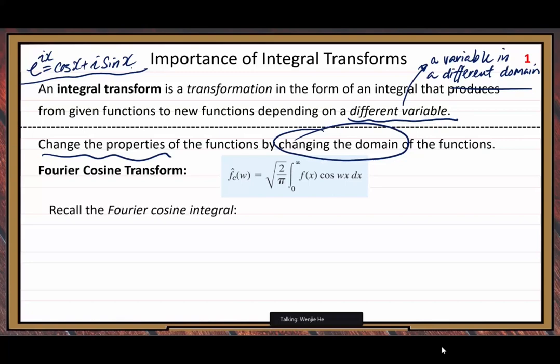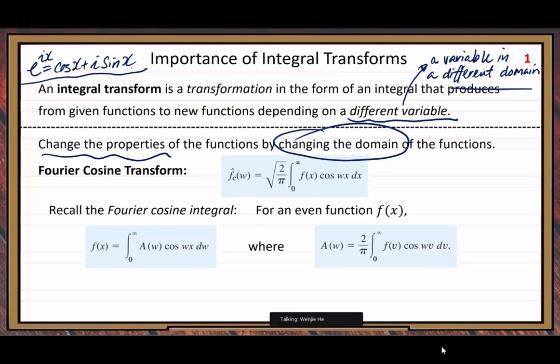Let's compare a little bit with the Fourier cosine integral for even functions. Let's do comparisons. That's a function. Then the inverse Fourier cosine transform. Because we go to a different domain, you need to come back.